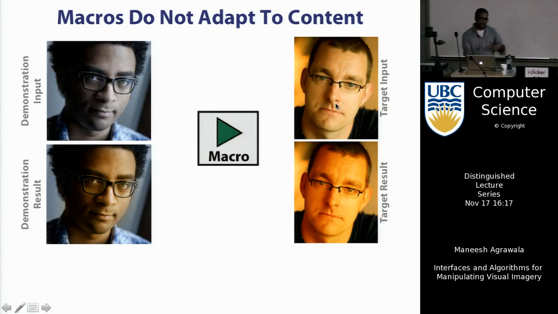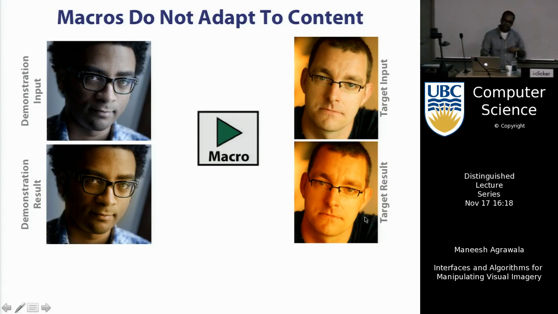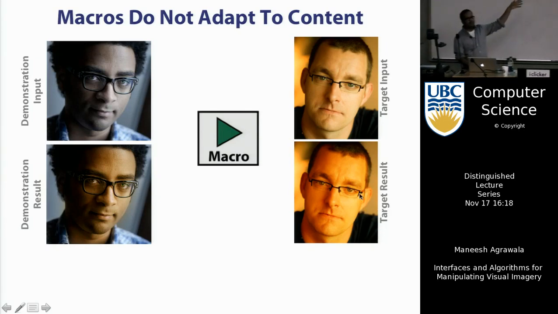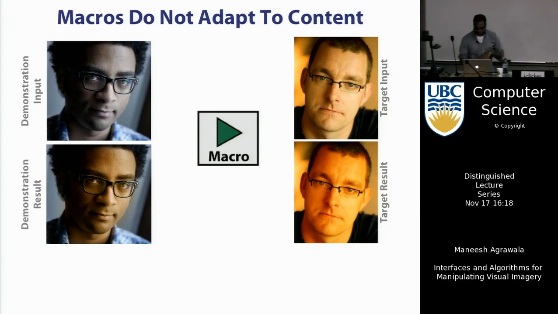One problem is that the spatial locations of the operations may have shifted. So the skin is not really in the same location in these two images. And the second problem is that the parameters that we use to adjust the skin color here may not be the same parameters that we want to use for this image here. And so we get this really bad looking result.